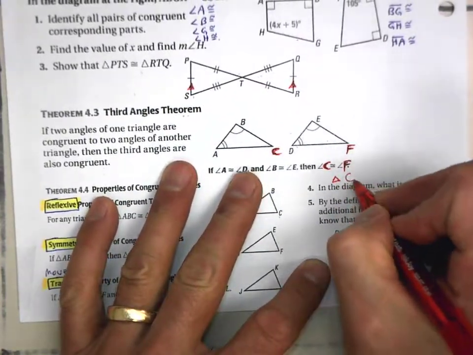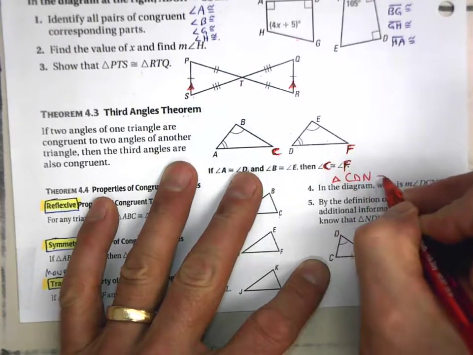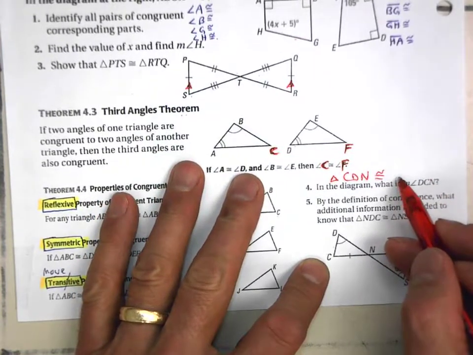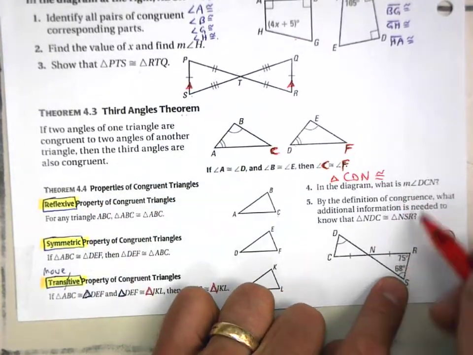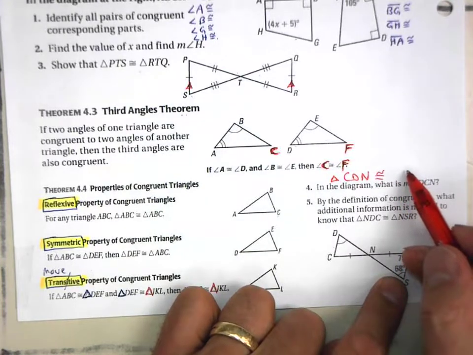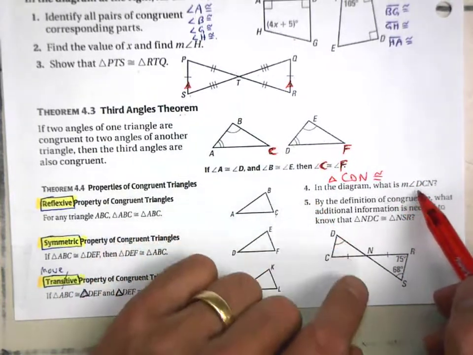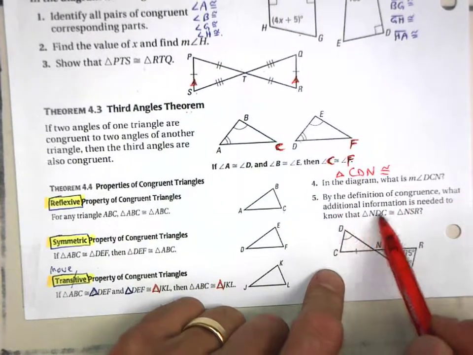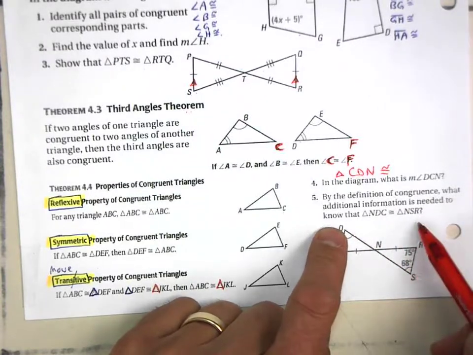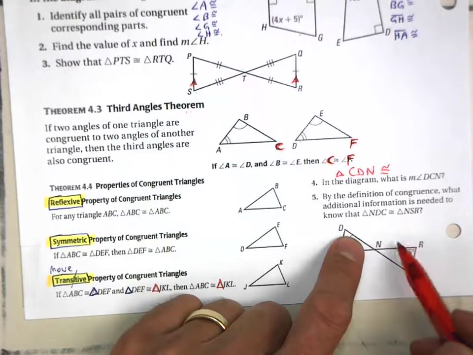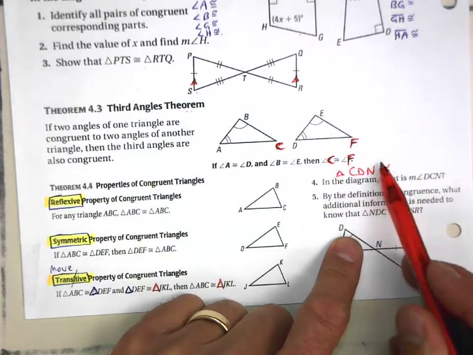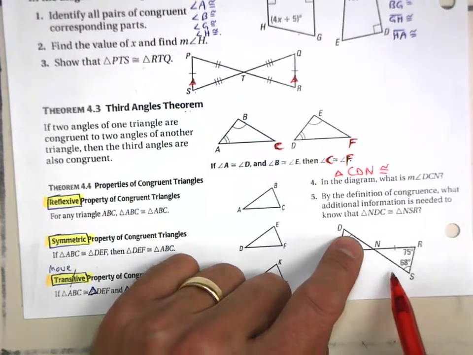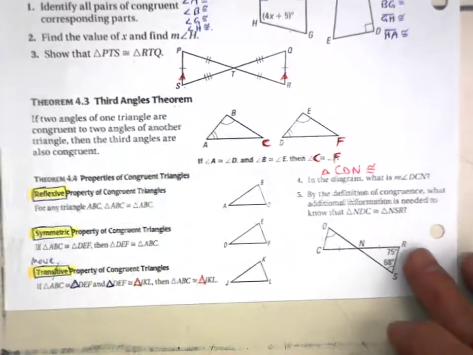Triangle CDN is congruent to, and you tell me what the sequence of this other triangle needs to be for that to be an accurate congruent statement. And then tell me what the measure of this angle is, and also, by the definition of congruence, what additional information is needed. There it is. So what other information would you need to know to be able to make this statement here? In other words, what other corresponding parts would you need to know are congruent in order to be able to say that the triangles are congruent?